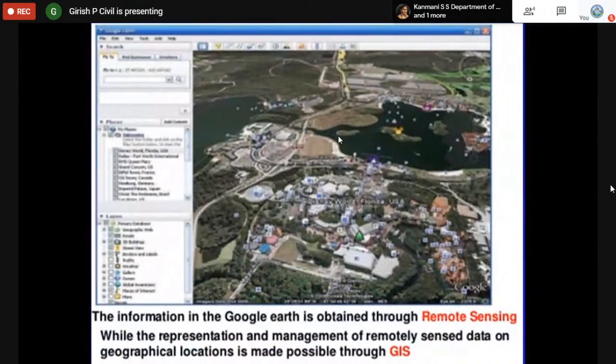With this combination of remote sensing, GIS and GPS, we have always created wonders and done better work. The information in Google Earth is obtained through remote sensing. The representation and management of remotely sensed data on a geographical location is made possible through the advanced tools of GIS and Geo-informatics.